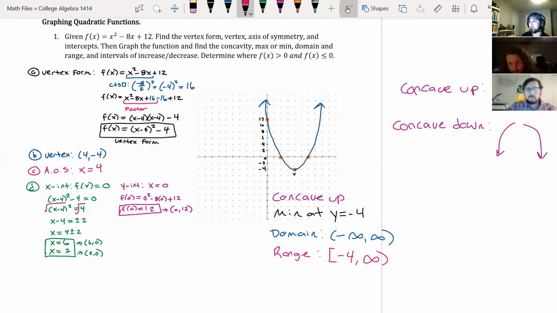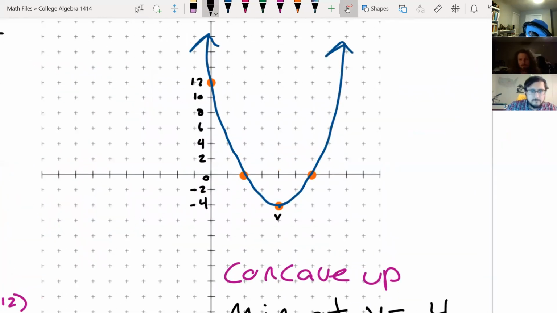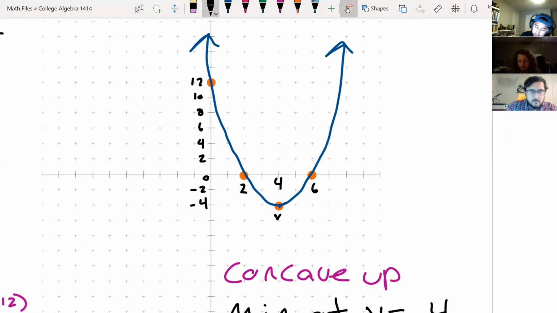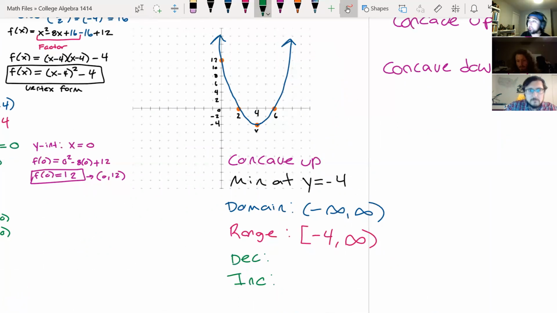Okay. We're getting through it. We have max or min, domain and range. Now we want intervals of increase and decrease. So much stuff. And reading the graph from left to right, we'll start with decrease and increase. So where is this graph decreasing on? What x intervals? Maybe it might help to put the actual values here. This is 2, that's 4, and that's 6. Because remember, intervals of increase and decrease only state x values. So where does it look like this graph is decreasing at?